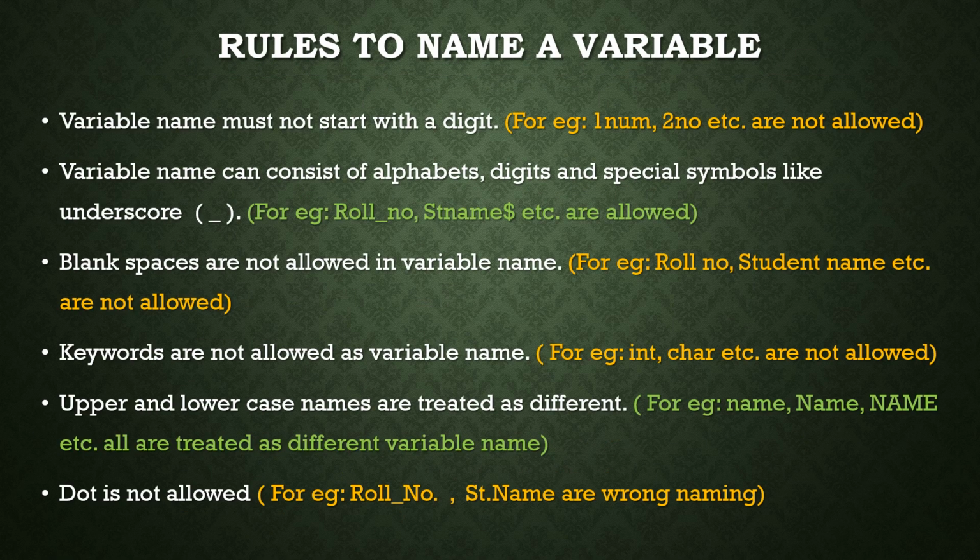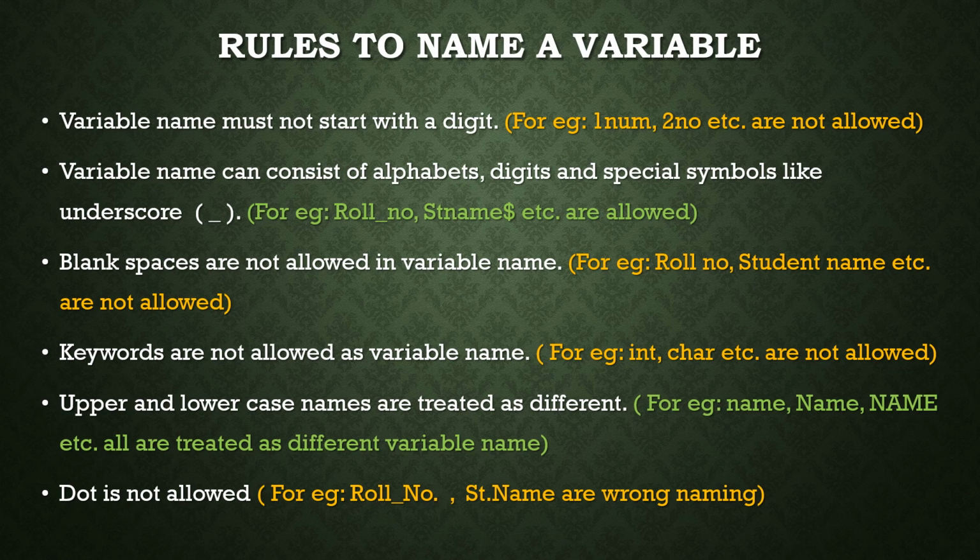Rules to name a variable. This topic is not included in your chapter, but it is very important, and these rules you have to follow when you name a variable. First rule is that a variable name must not start with a digit. For example, 1num, 2number, etc. These are not allowed. You can write num1, no2. This way you can write. These are allowed, but in the beginning you cannot start with a digit.